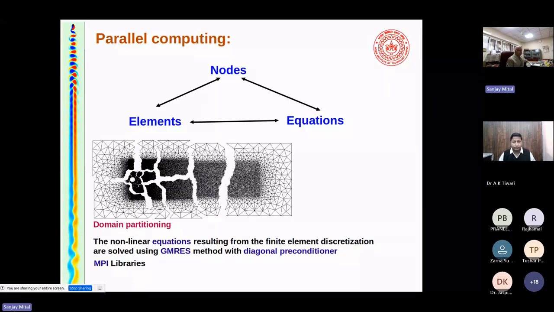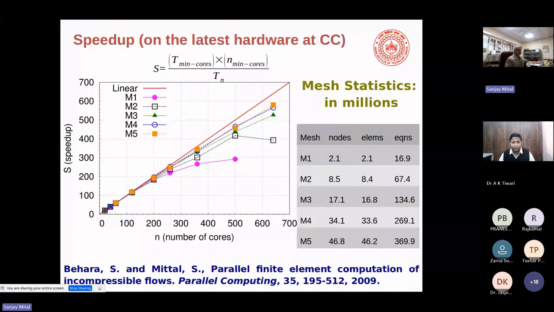So we use these nonlinear equations are solved using a solver based on the GMRES, the generalized minimal residual method. It's an iterative method. And often we use diagonal preconditioners. Sometimes we use block diagonals, and if that doesn't work, very, very reluctantly, we use incomplete LU decomposition. But usually diagonal preconditioners are enough if you use good stabilized methods. And information is passed using the message passing libraries. So these would result in fairly reasonable speed ups.